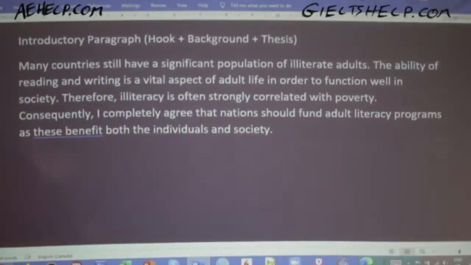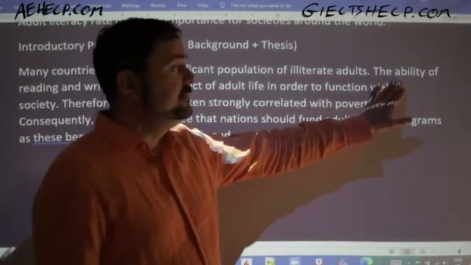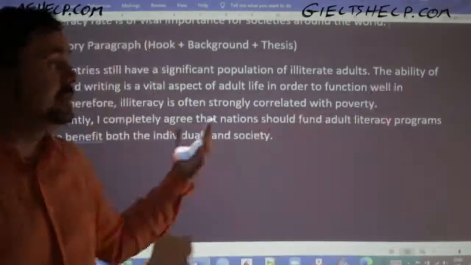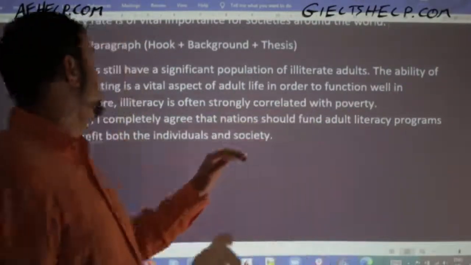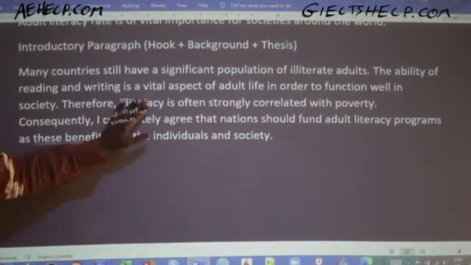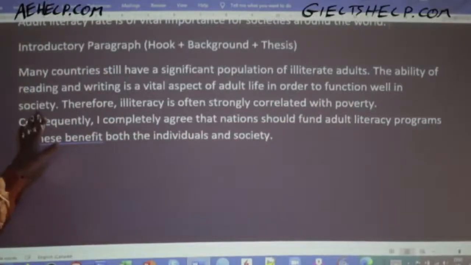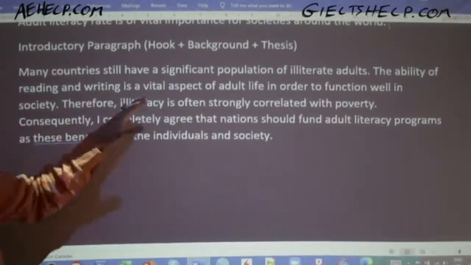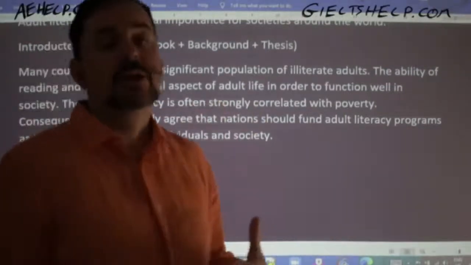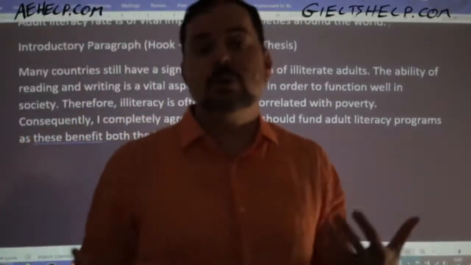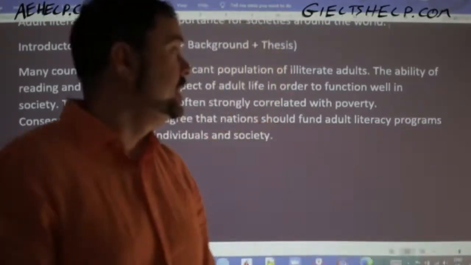Okay, and then the introduction has some background. Background means a definition of key ideas and the importance, okay? So here is my background. The ability of reading and writing is a vital aspect of adult life in order to function well in society. So here, this is coming from the planning that we did yesterday, okay? We talked about this yesterday that, okay, well, why is this important? Because we need to read and write to be able to function in society.